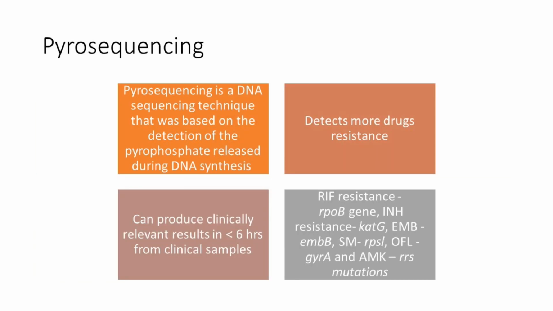Next slide. You have newer tests. You have something like pyrosequencing, which can look at additional resistance. Pyrosequencing is a DNA sequencing method where it looks for detection of pyrophosphate, which is released during DNA synthesis. It looks at rifampicin resistance, INH, ethambutol, streptomycin, amikacin, and it can produce a result within 6 hours. So you get these genetic mutations within 6 hours. This particular facility is not available in all the labs, and it's extremely expensive. So you have to decide which patients you actually want to do pyrosequencing.